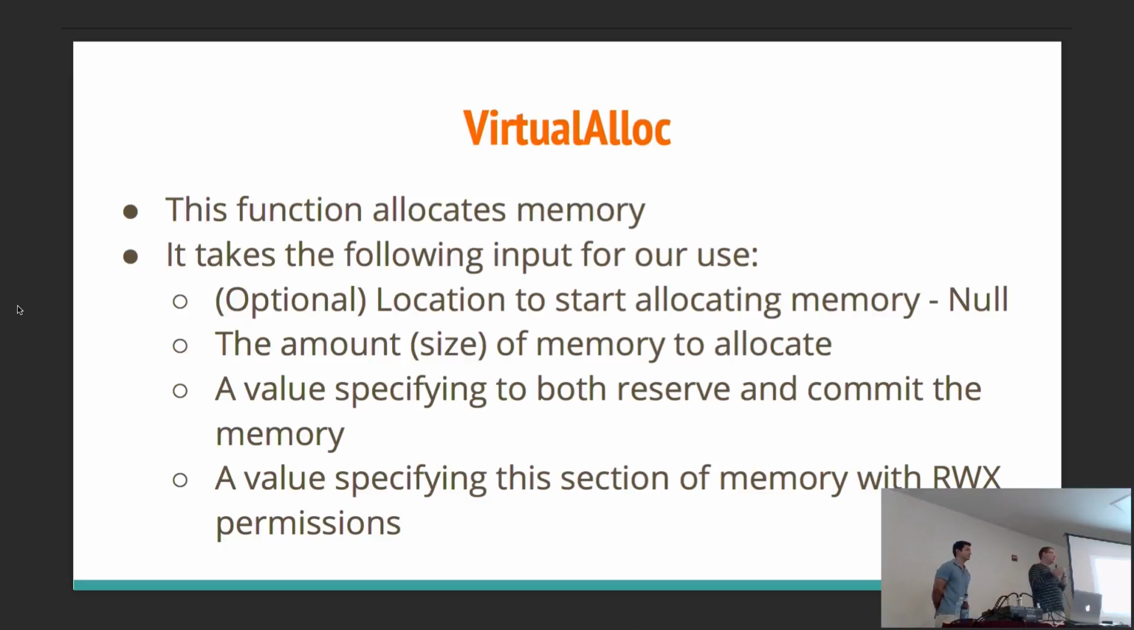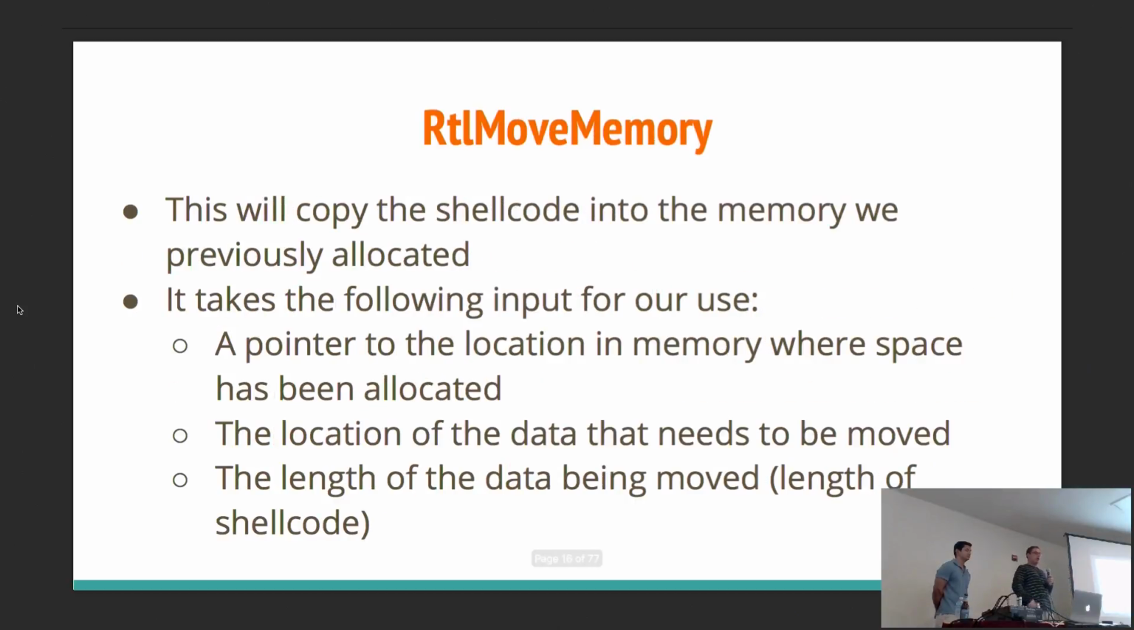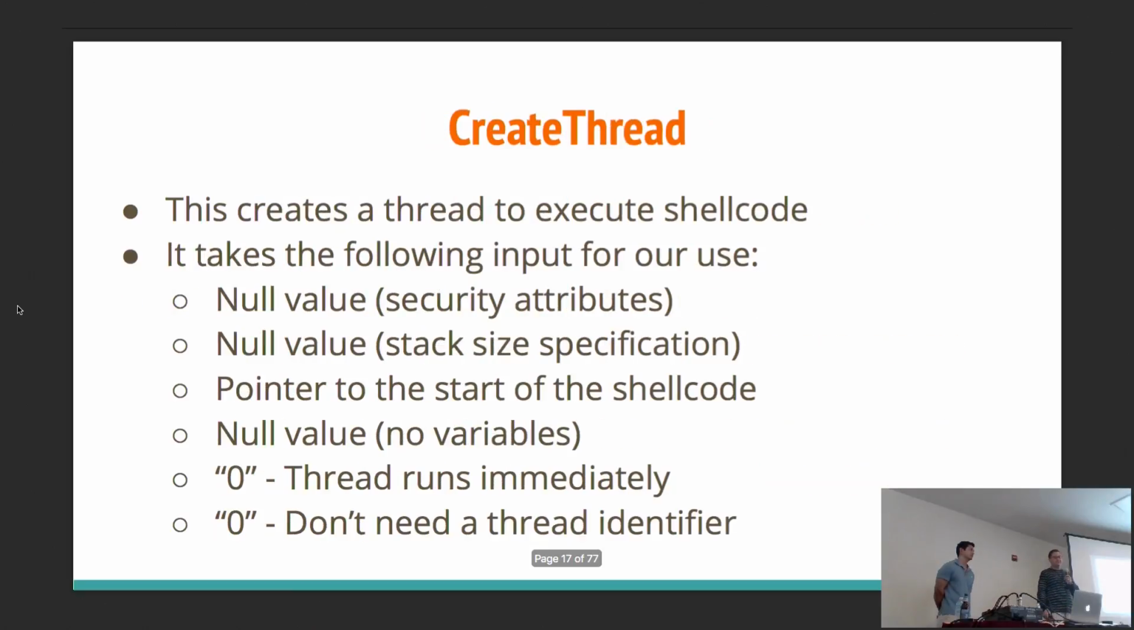You could have it read-only, but then you wouldn't be able to do anything with it except read the data that's in it. In order for us to write shellcode to memory and then execute it, we need to mark that location of memory as writable and executable. RtlMoveMemory is the function that actually moves our shellcode, or that we use for Python payloads to move the shellcode into the memory space that you created. The main things it takes are the location of memory that you just allocated, the shellcode, and the length of the shellcode that you're going to move into it.